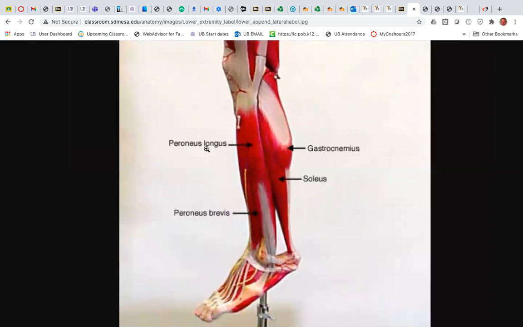The Peroneus sisters here, Peroneus Longus and Brevis, since they're on the outside of the leg and the tendons are here, they could bring the foot outward, which is called foot eversion. Not inversion, but eversion. Eversion.